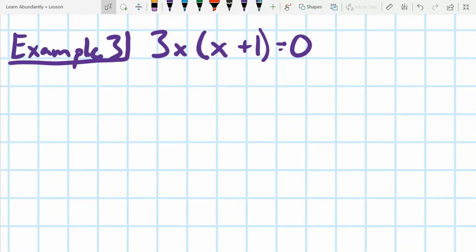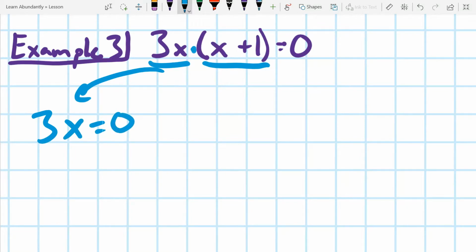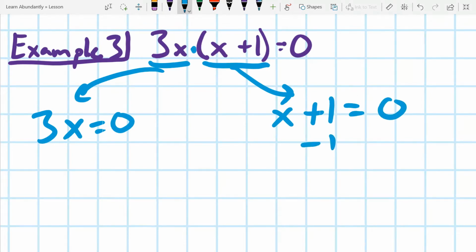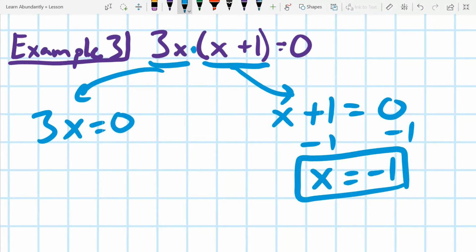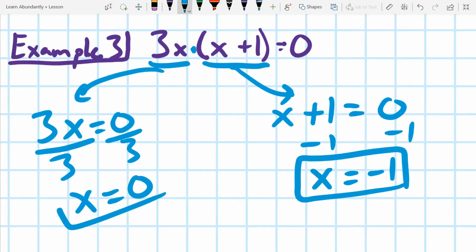Example 3, we have only one set of parentheses, but you'll notice that we have really two things that are multiplied together. So we have a monomial times a binomial. I'm going to go ahead and write my two equations as 3x equals 0 and x plus 1 equals 0. If I subtract 1 from both sides, I get x equals negative 1. Over here I can divide both sides by 3, and I get x equals 0 divided by 3, which is 0. So I get my two answers.